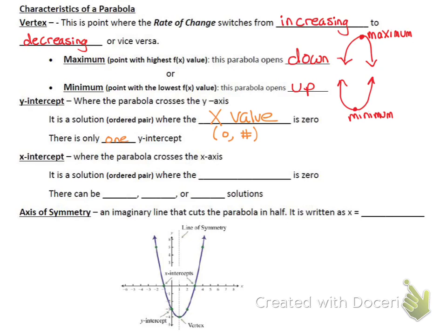The x-intercept is where the parabola crosses the x-axis. It is a solution or ordered pair where the y value is 0. This time the number is going to come first: (number, 0), (3, 0), (5, 0), (-14, 0). Now, what's new about parabolas is that we can actually have more than one x-intercept. There can be 2, 1, or 0 x-intercepts or solutions, and we will look at different examples of these as we move throughout the unit.